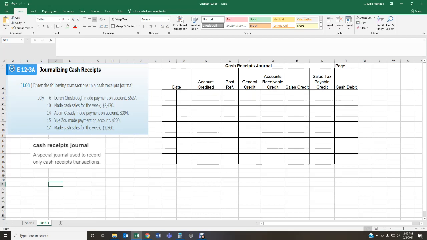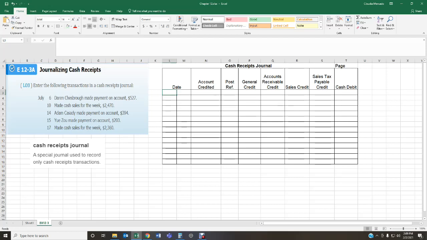The general credit is used if it does not apply to the accounts receivable credit, the sales credit, or the sales tax payable credit. So if it doesn't fit into any of those categories, you use the general credit. And whenever we have to debit cash, we use the cash debit column.